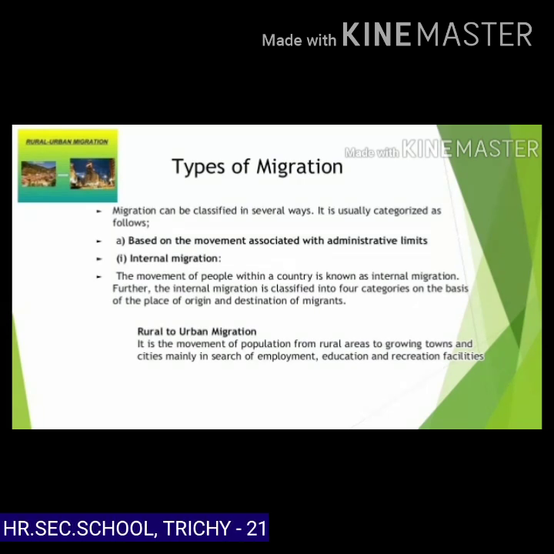Next one is types of migration. Migration can be classified in several ways. It is usually categorized as follows. Based on the movement associated with the administrative limits: Internal migration. The movement of people within a country is known as internal migration. Further, internal migration is classified into 4 categories on the basis of place of origin and destination of migrants.